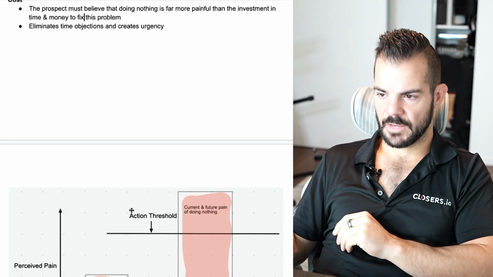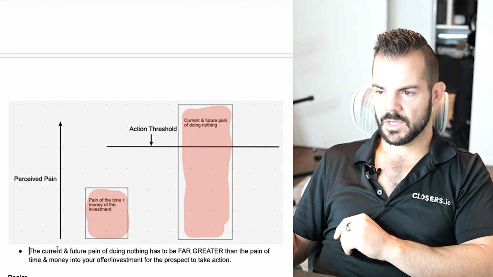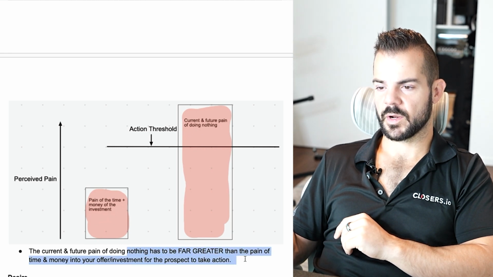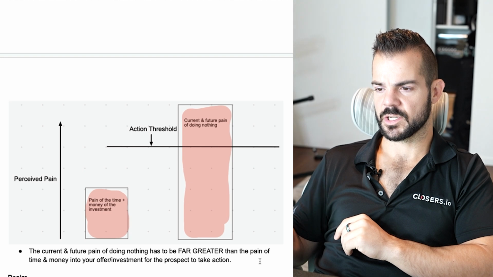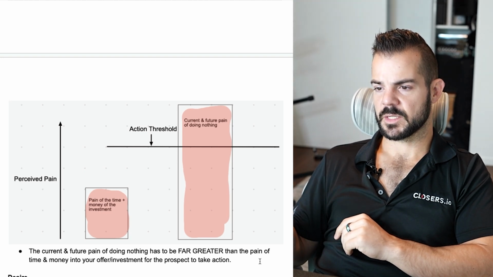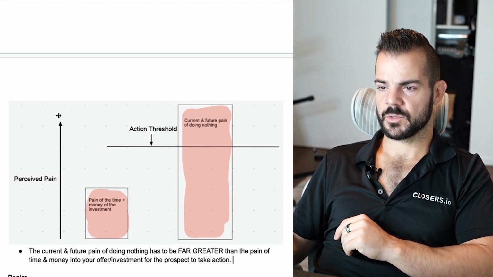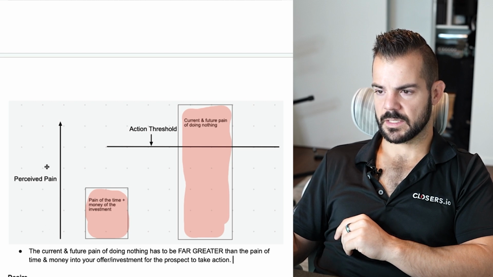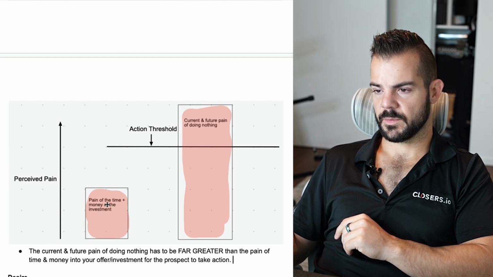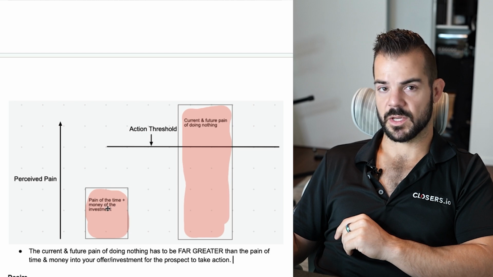So if you see this kindergarten drawing I have here, the current and future pain of doing nothing has to be far greater than the pain, in the form of time, energy, money, attention, etc., of your offer investment for the prospect to take action, right? So here, perceived pain is on the y-axis. This is the pain of time and money of the investment, right?